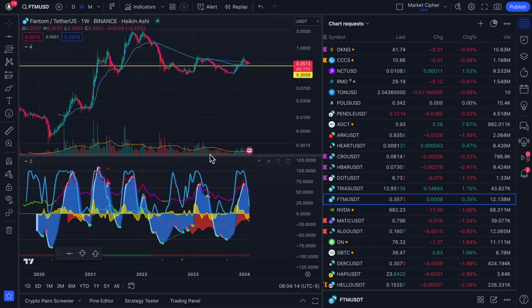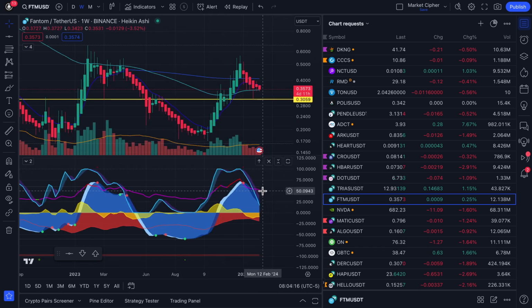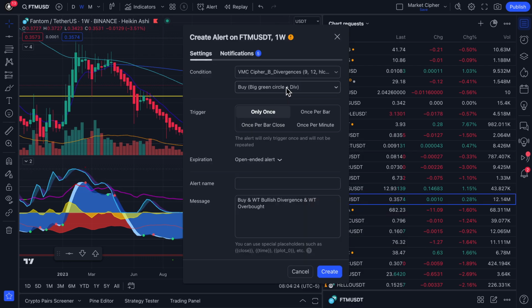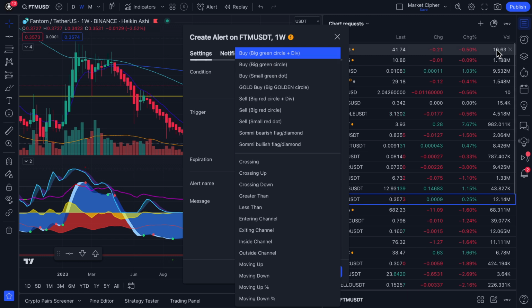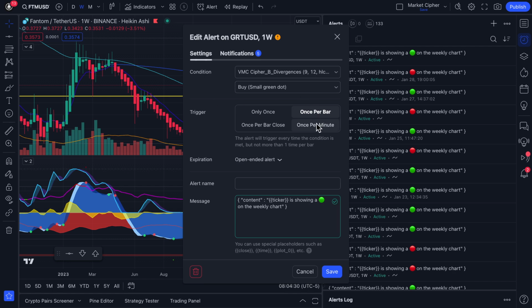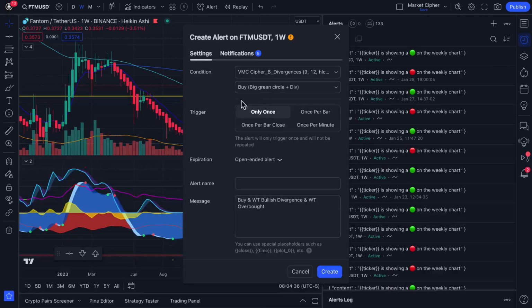I'm actually going to add this one to our... What are we going to add that to? Let's add it to the red list. Okay, I want to keep an eye on FTM here. I'm going to add an alert real quick. Give me a sec. Okay, so again, this is how we do the alerts.